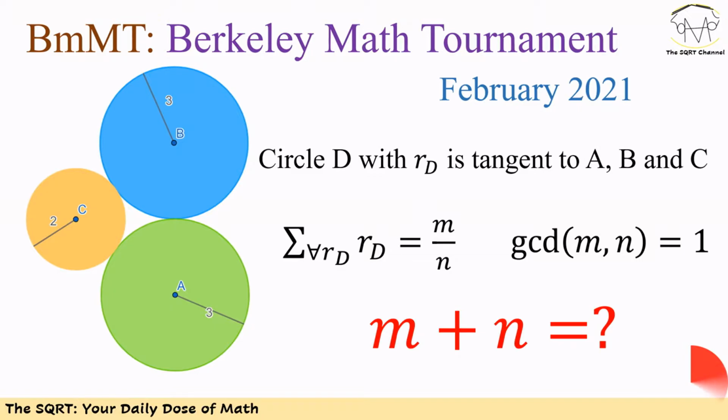In this problem, three mutually externally tangent circles have radii 2, 3, and 3. A fourth circle, distinct from the other three circles, is tangent to all other three circles. The sum of all possible radii of the fourth circle can be expressed as m over n, where m and n are relatively prime positive integers. We want to compute m plus n.